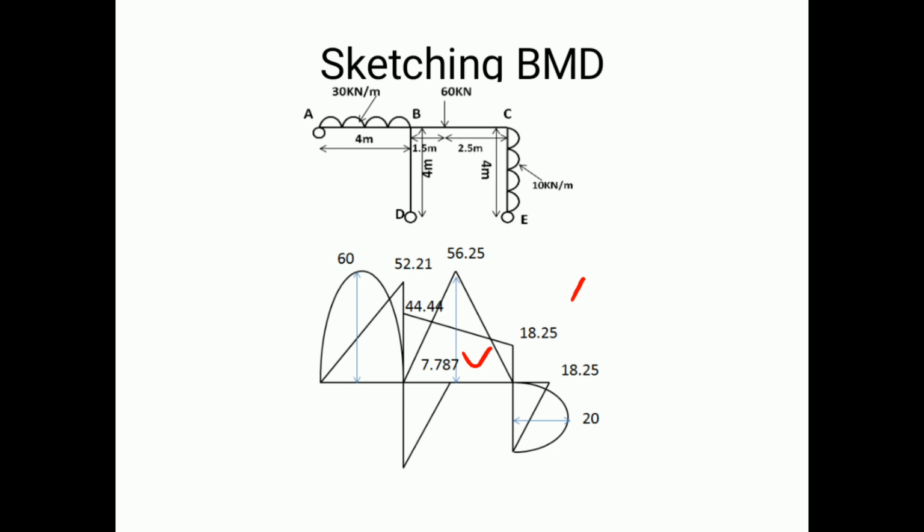Upon that, if I want to sketch out the maximum bending moment, for AB I have got 60, wherein the variation is parabolic since it is loaded with a uniformly distributed load. For BC, it is linear since it is loaded with the concentrated load, with the value here as 56.25. Again, the variation for CE is parabolic since it is loaded with the uniformly distributed load.